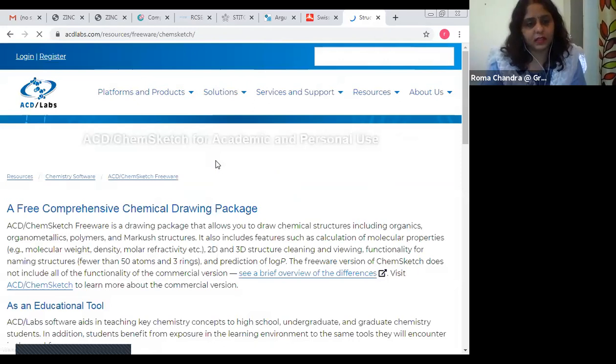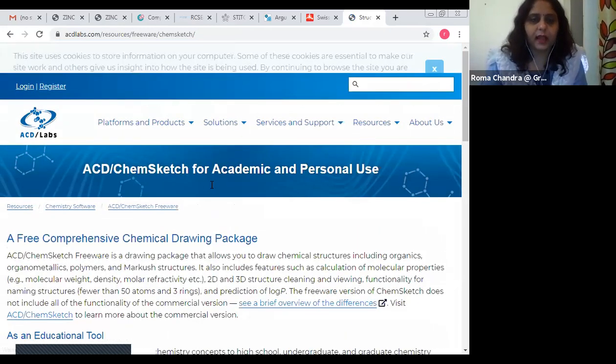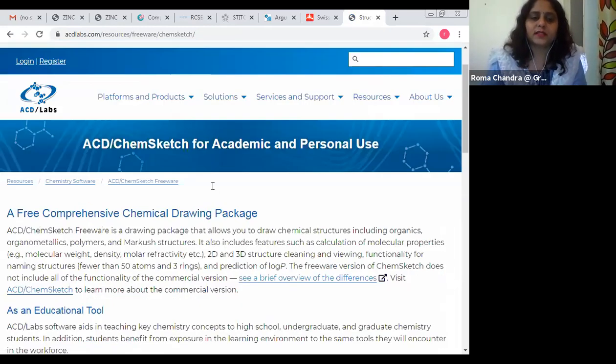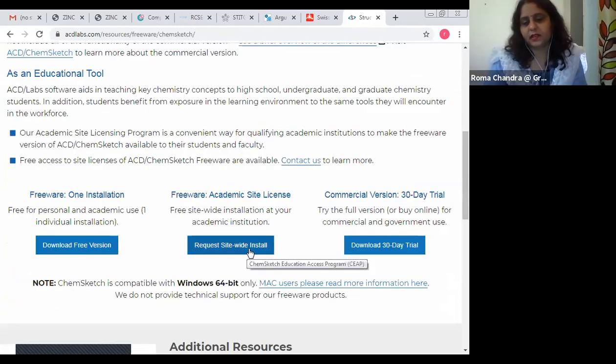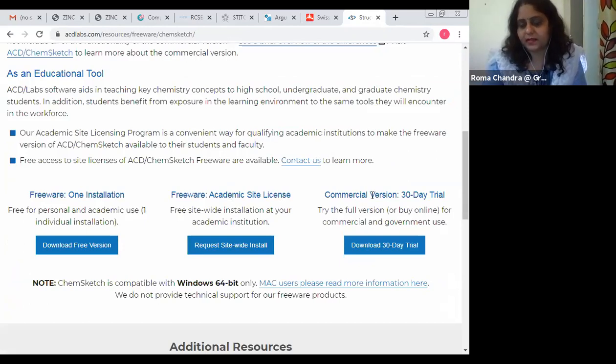Okay, so this is again a chemical drawing package only, and you can go with the creation of these chemical structures. You need to download it. The free version is there. You can go for an academic license or a commercial version as well. Obviously the three versions will have a bit of difference in the features.